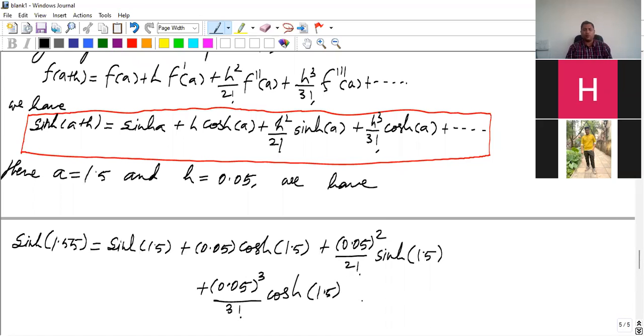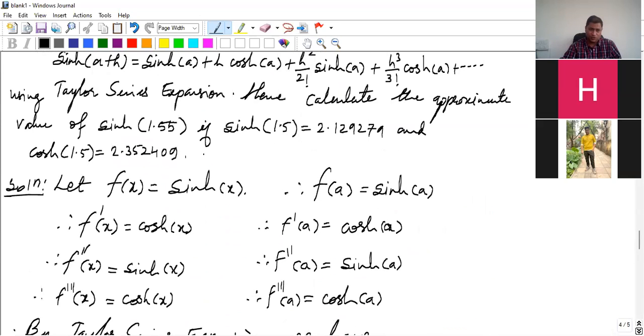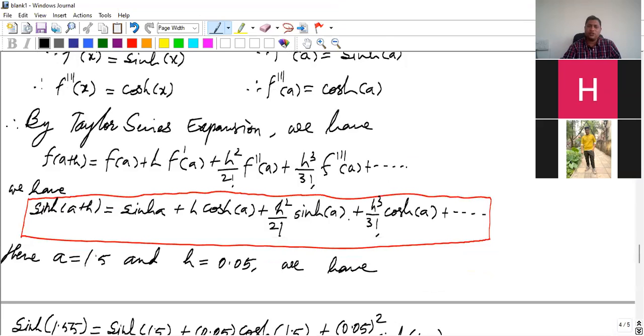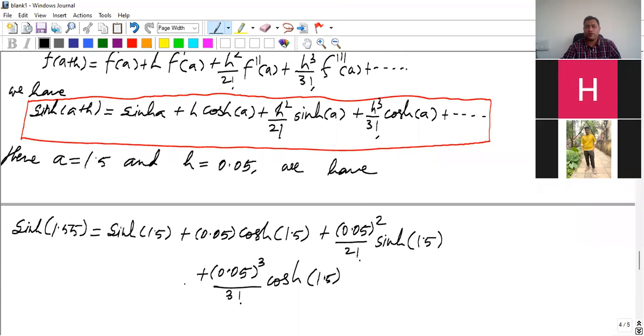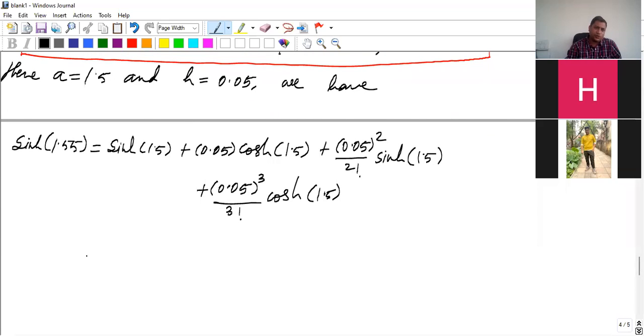Okay, so we'll not go for more terms, as 0.05 cube is very small. The more terms we take, the smaller they will be, and that's why we neglect them. Already the values given are up to 6 digits, and 0.05 cube will reach 6 digits. So we try to solve this.